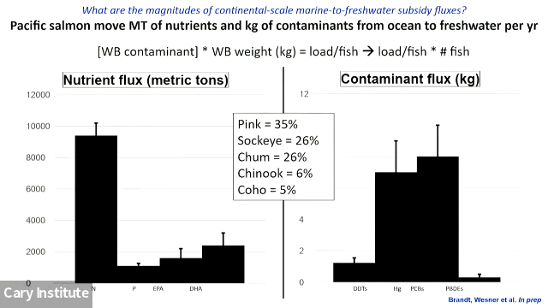And if you added these together and summed all of the subsidies and then asked what proportion of all of these subsidies are transported by the various species, we can see that pink salmon are really taking the lion's share. They're transporting more than 1/3 of all of these subsidies.